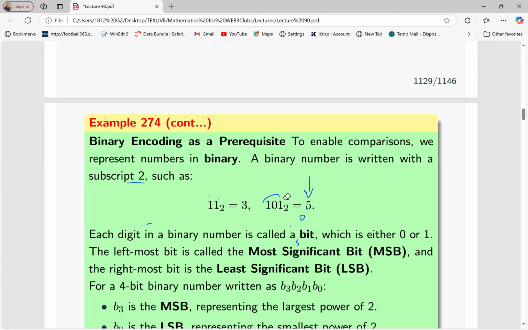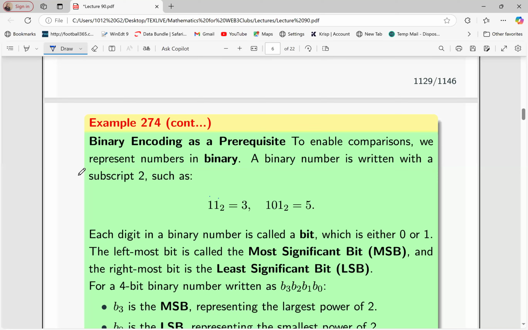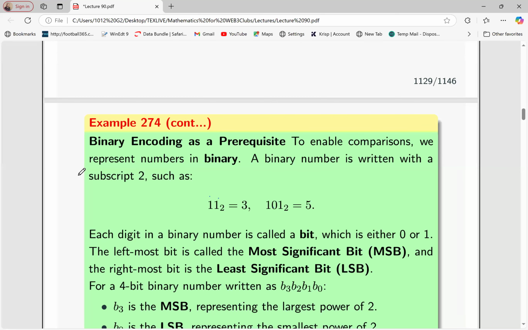So I'll just show you again how we convert a decimal number to binary, because that's what we said: if we have two numbers and we want to compare which one is larger, we do not have that way. We do not have the symbol greater than or equal to in an arithmetic circuit. We have to convert these numbers to binary. So how do we convert this one to binary?